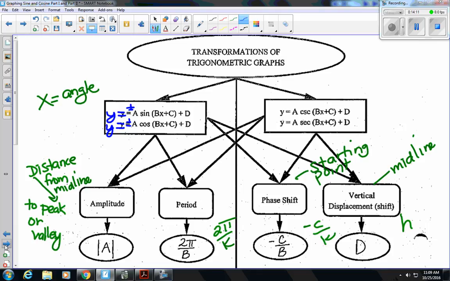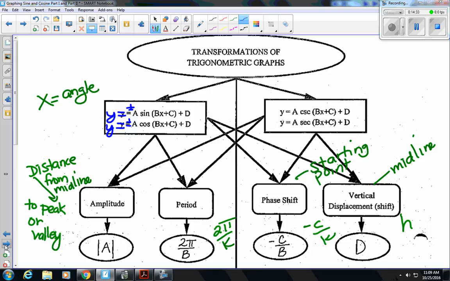Okay. Vertical displacement. Vertical displacement is your new midline. You told me before that it shifted the graph up or down. It shifts the vertex up or down. Well, we don't have a vertex in these. We have a new midline. Your vertical displacement is your midline. Your phase shift is your starting point.